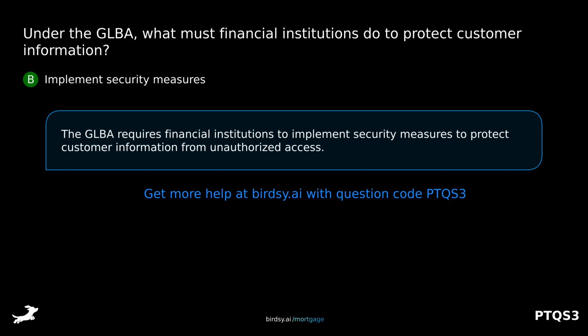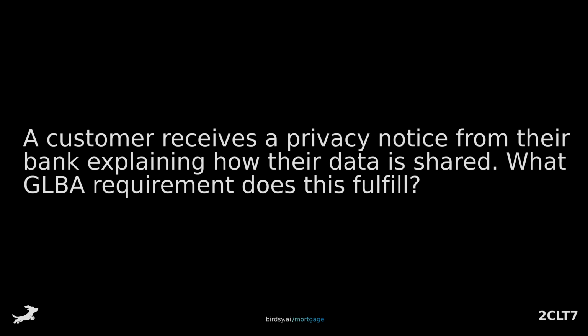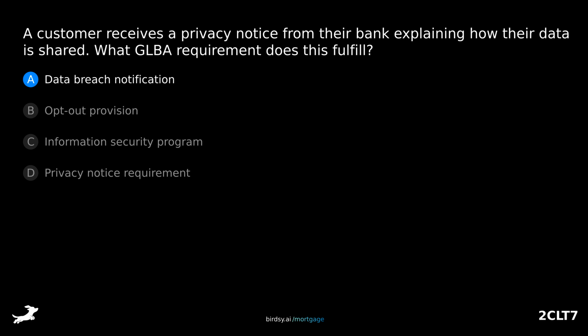The GLBA requires financial institutions to implement security measures to protect customer information from unauthorized access. A customer receives a privacy notice from their bank explaining how their data is shared. What GLBA requirement does this fulfill? Is it A, data breach notification, B, opt-out provision, C, information security program, or D, privacy notice requirement?